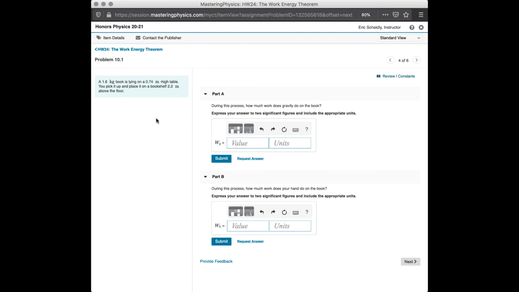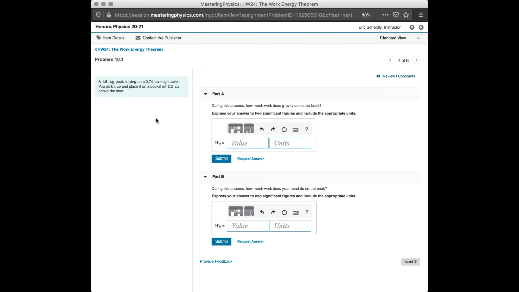Question number 4. A book is lying on a table that is 0.74 meters high. If I pick up the book and place it on a bookshelf at 2.2 meters above the floor, during this process, how much work does gravity do on the book? Well, the work done by gravity is going to be mgh.